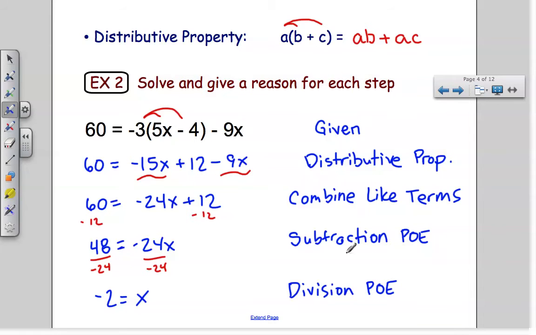So that was another example of solving an equation, giving a reason for each step. Well, really, this is basically a proof. We'll talk in class a little bit, but the only thing that would make this a formal proof is if I did two columns.